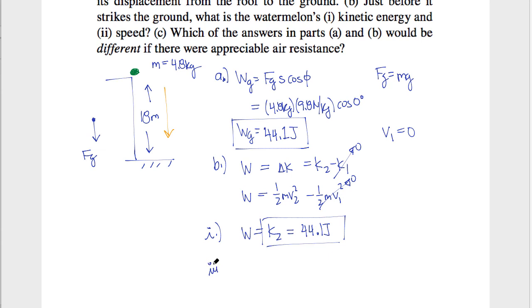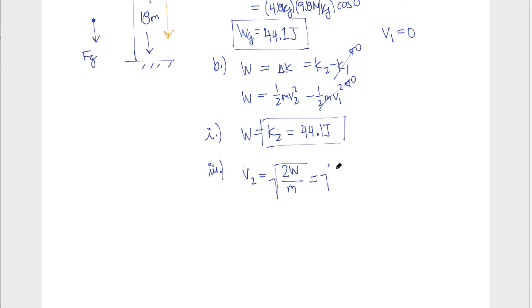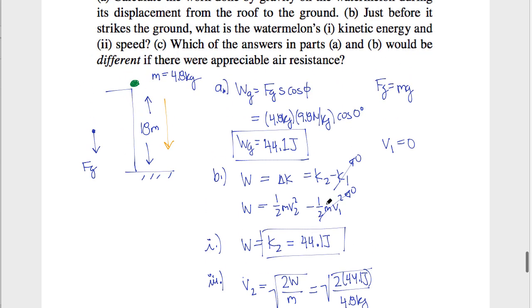Part 2 comes from the same setup, where if I solve this for v2, I would have v2 is equal to the square root of 2 times the work over the mass. So v2 will end up being the square root of 2 times 44.1 joules over my mass of 4.8 kilograms. And that velocity will be 4.29 meters per second. Or I'm sorry, this should be speed, I will say, so there is no direction attached to it right now.